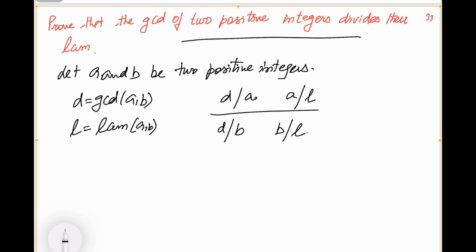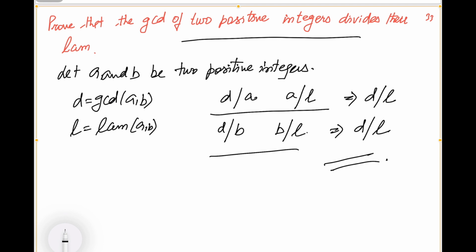Now, look at this. d divides a and a divides L implies d divides L. From the second part, d divides b and b divides L implies d divides L. So we get the desired result that GCD of two numbers divides their LCM. Hence the answer. So that's it.